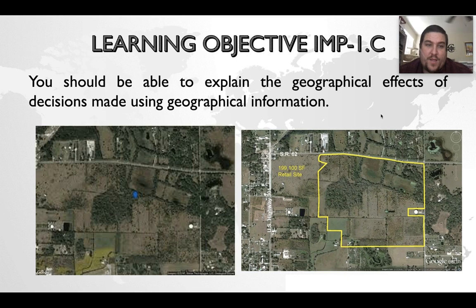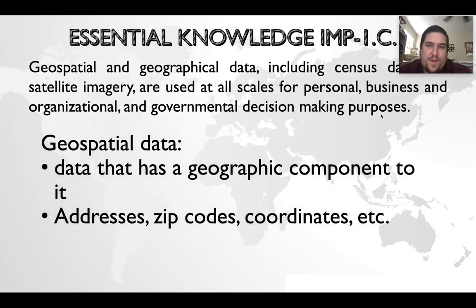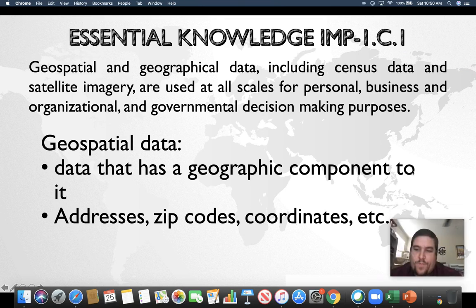So, learning objectives. You should be able to explain the geographic effects of decisions made using geographical information. Really, what does this mean? Why are things put where they are and how are those decisions made?